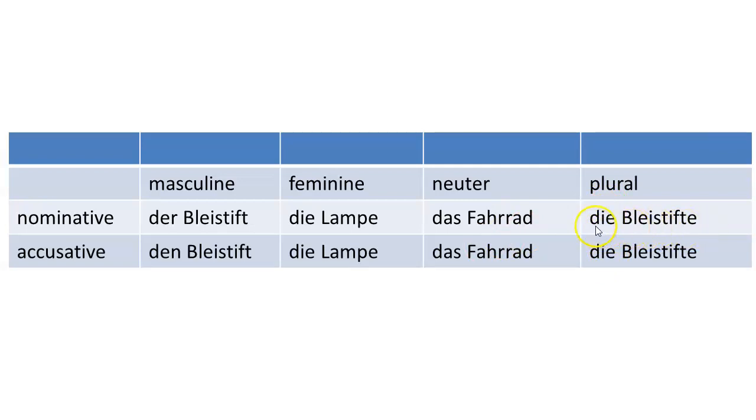As a subject, it would be die Bleistifte. As a direct object, it would be die Bleistifte. So congratulations, you've just graduated to having to use charts in your study of German, and don't feel bad about that. There's a lot of detailed information about German grammar, and don't forget that people in many professions have to use some kind of aid.